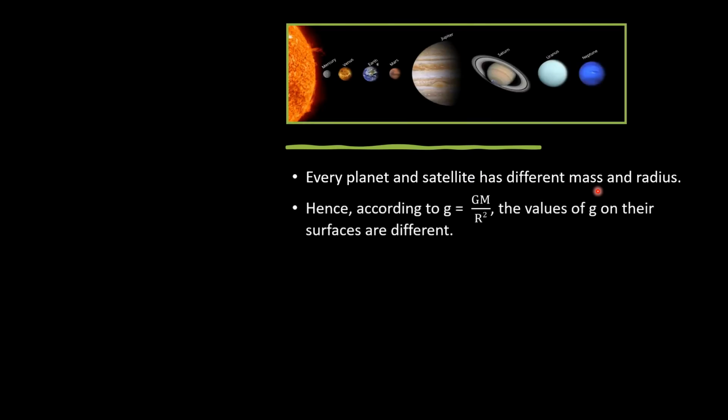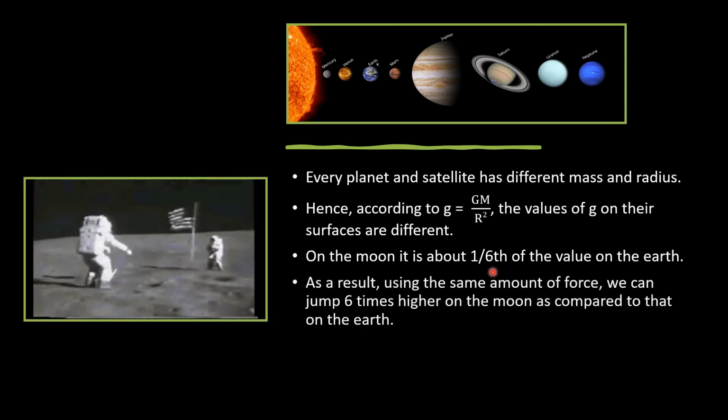Children, if you look at every planet and satellite, they have different mass and radius, isn't it? So, according to g is equal to GM upon r square, the value of g on their surfaces will also be different. On the moon, it is about 1/6 of the value on the earth only. So, as a result, if you are using the same amount of force as on earth, you can jump 6 times higher on the moon compared to the earth.